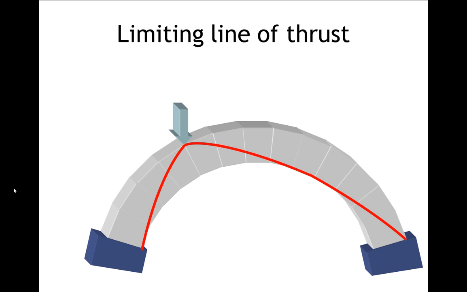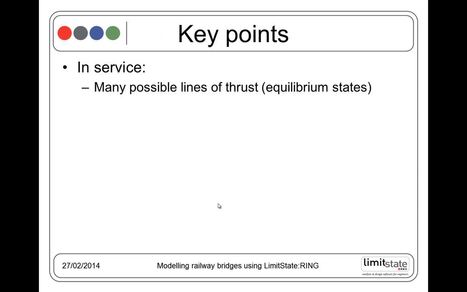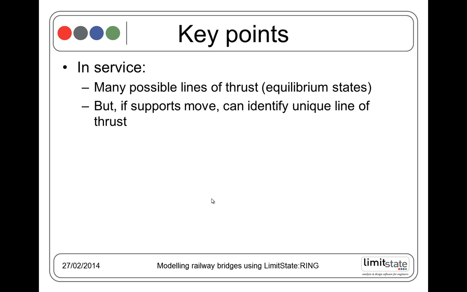So, key points. When you have a railway bridge in service, there are many possible lines of thrust, equilibrium states. You can use elastic theory to identify a single line of thrust, but it isn't necessarily the one that's actually acting in practice. However, if the supports move, then typically we're transforming the structure into a statically determinate form. Then we can identify a unique line of thrust.